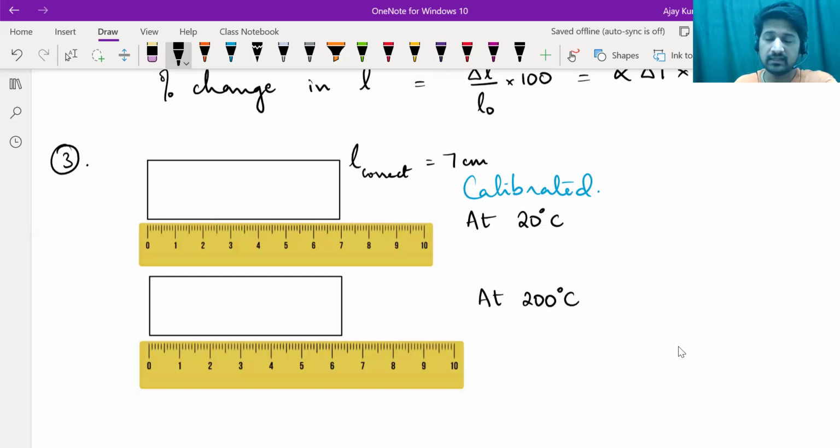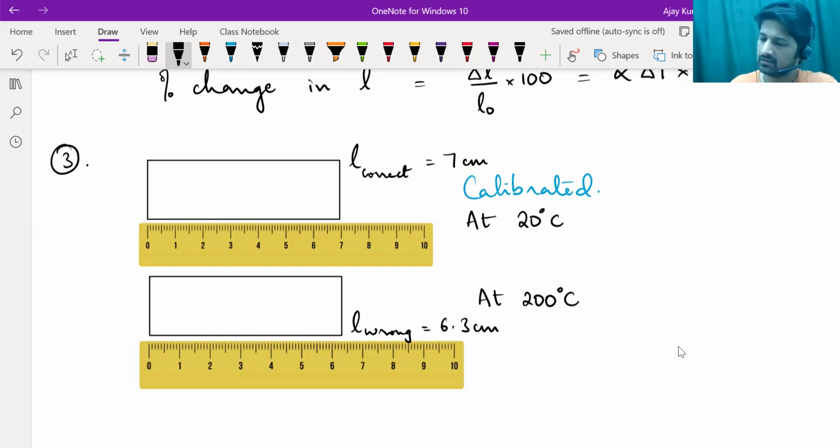But at 200 degrees C, the scale's calibration will be wrong. It means the markings on the scale or the readings indicated by it will be wrong. So there is an error in measurement here. So the wrong length indicated by the scale, I feel it is 6.3 centimeters. So there is an error in measurement. You should be able to calculate such errors also.